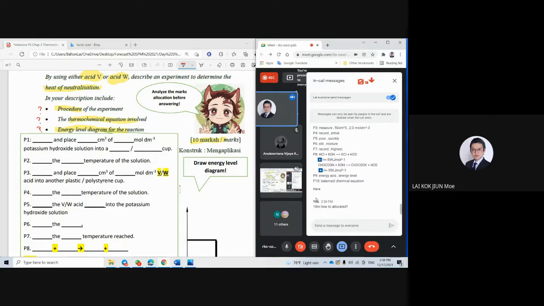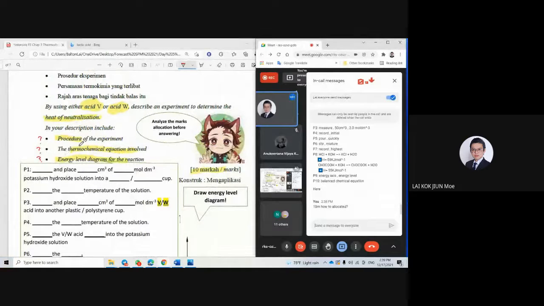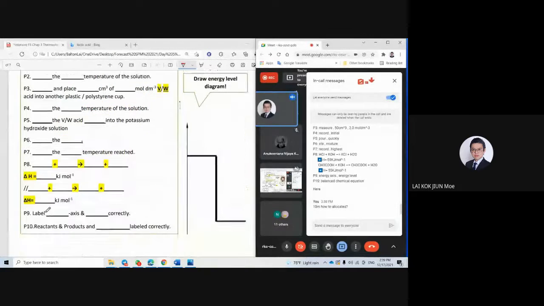In Chinese, we say 无头苍蝇. Okay, the fly that has no head. Dia akan fly whatever place on it. Akhirnya dia akan mati sebab dia tak ada pakai mata pergi tengok jalan. So we don't want this to happen. We have to analyze first before we start writing so much of thing.